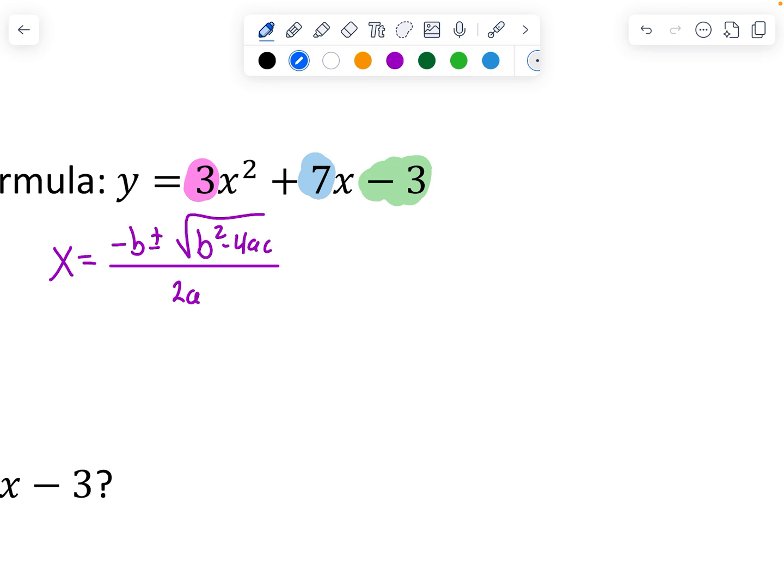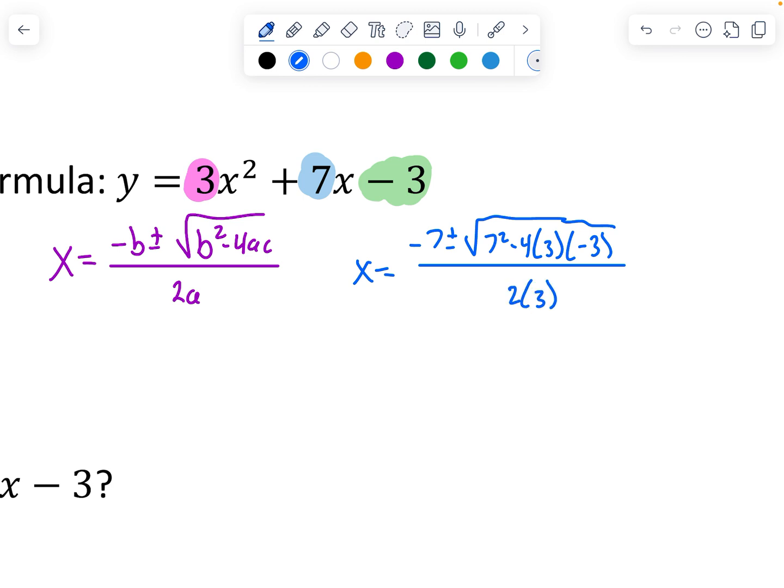This formula is provided on the exam itself, but you can also put it on your cheat sheet. So in any case, you get x equals -7 plus or minus the square root of 7 squared minus 4 times a, which is 3, times c, which is -3, all over 2 times a, which is 2 times 3.